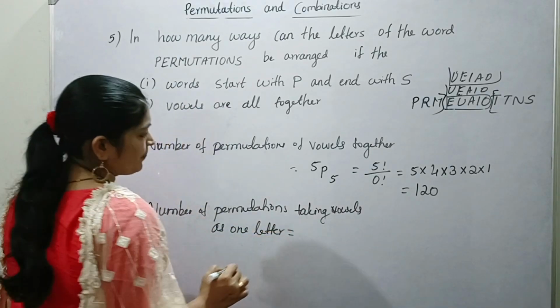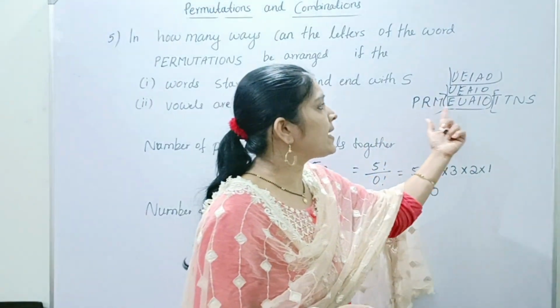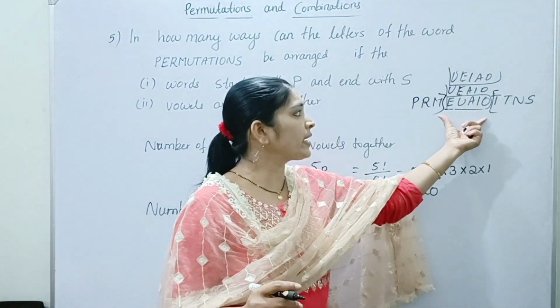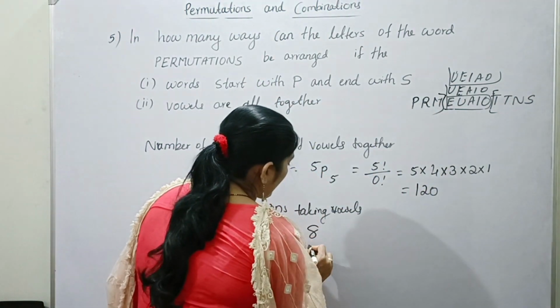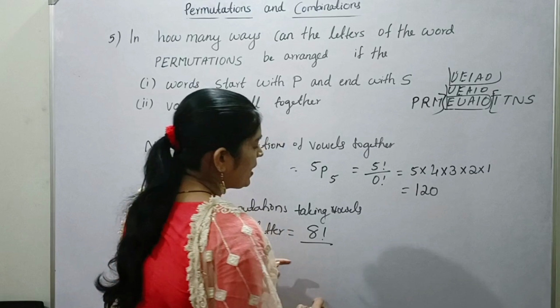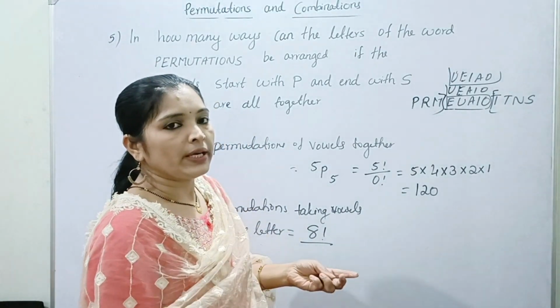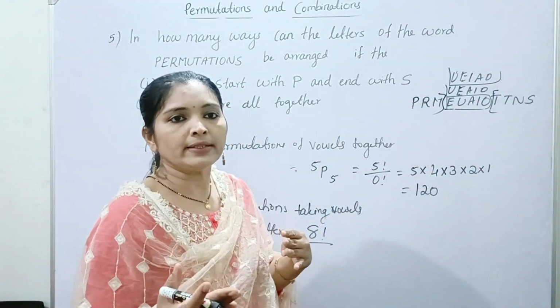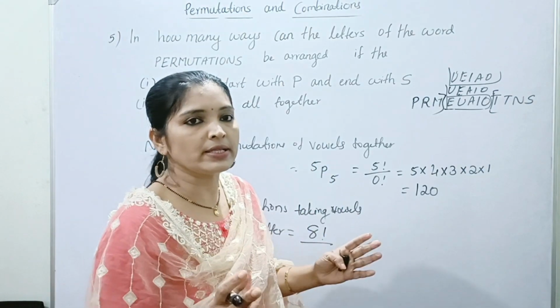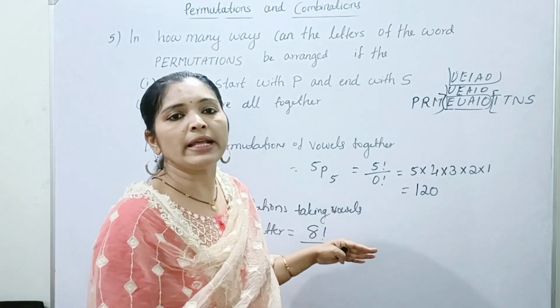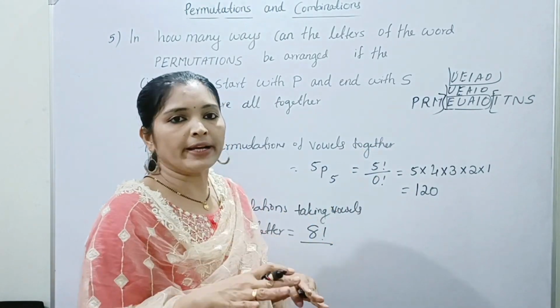So what is the permutation? Here, total how many letters? 8 letters, because we have taken this as one letter. So 8 factorial divided by 8 minus 8 factorial, because here n objects are taken all at a time. We have to write the words using all the letters of the word, right? So all at a time.